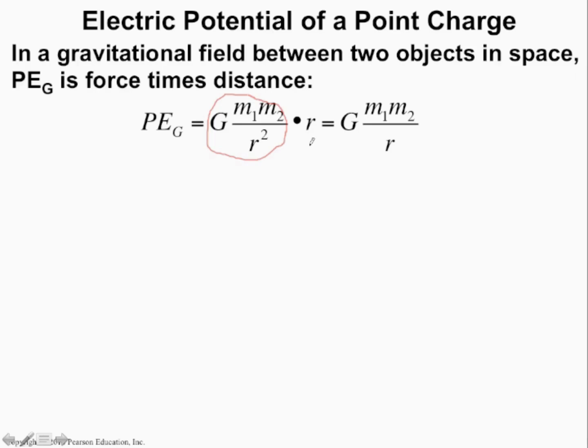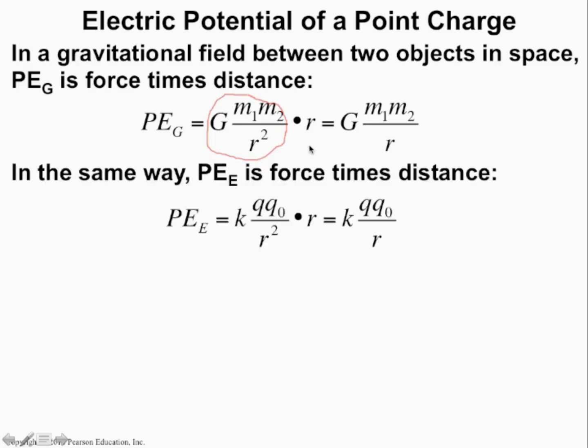Now we're going to do something analogous when we talk about electric potential of a point charge, and let's look at that. In the same way, PEE is force times distance. We know our electrical force from chapter 15 is expressed using Coulomb's law, which says that electrical force is K Q1 Q2 over R squared. The labels don't matter. We're just calling them Q and QO here. It's the same thing, two different charges. I've circled the electrical force, and it's force times distance, that's why I have R here, and I end up with something very similar to PEG, and that is K Q QO over R.